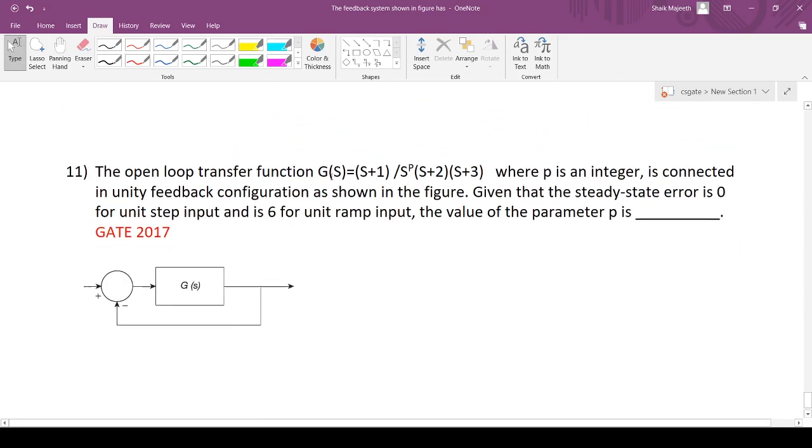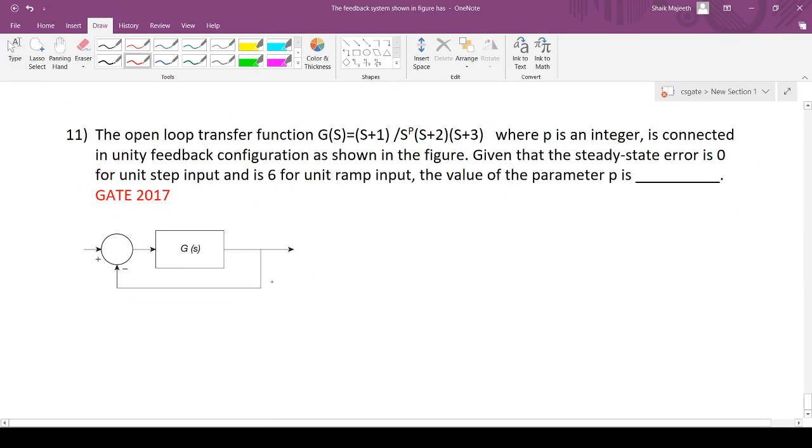Next. The open loop transfer function they are given, where p is an integer, connected in unity feedback configuration as shown in the figure. Given that steady state error is 0 for unit step input and 6 for unit ramp input, what is the value of the parameter? So they are given G(s), H(s). G(s) is (s plus 1) divided by s power p into (s plus 2) into (s plus 3). H(s) is 1.